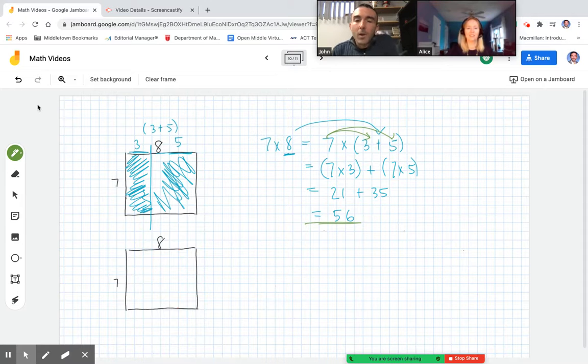Alice, is there another way you can break this rectangle up to find the product? Yeah, there's a lot of different ways. So I'm going to show another option. You might ask, why did John put that line where he did? And that was just his choice. That's the beautiful thing about math, there's a lot of ways we can approach it that are correct. So I'm going to put the line right there.